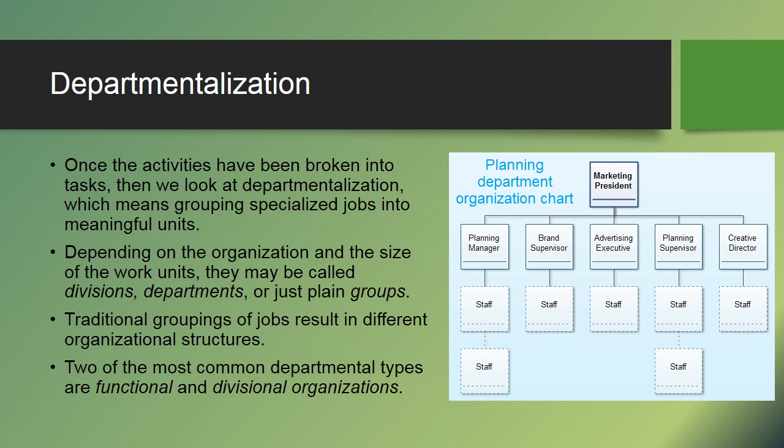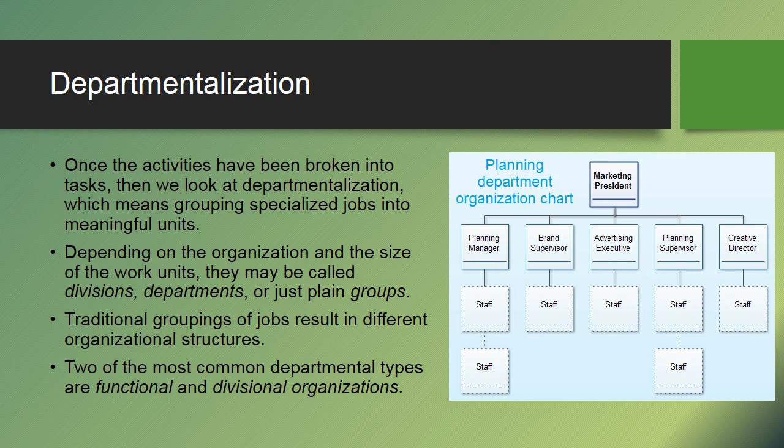Departmentalization. These are the activities that are broken into tasks. This means grouping specialized jobs into meaningful units. Depending on the organization and size of the work units, they may be called divisions, departments, or just plain groups. Traditional groupings of jobs result in different organizational structures. Two of the most common departmental types are functional and divisional organizations.